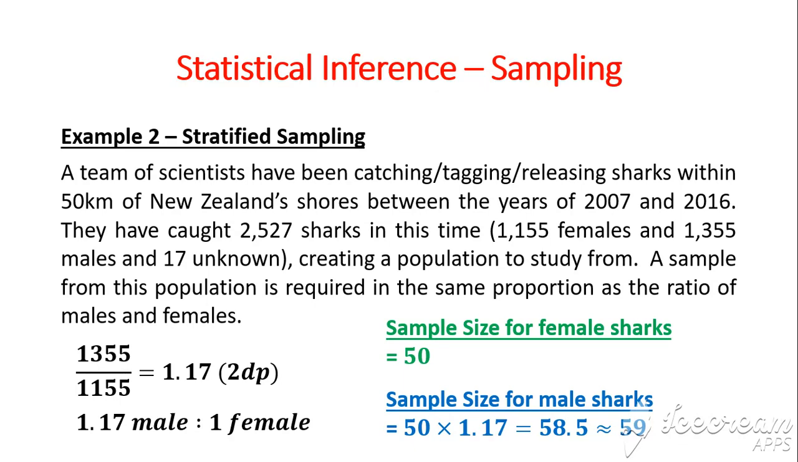So what that tells us is we're going to have 50 sharks in the female sample size and 59 in the male. Now I know we've got slightly different numbers. We're allowed different numbers, by the way. That's not a biggie. But it is now the same proportion as our sample of 46% females and 54% males.